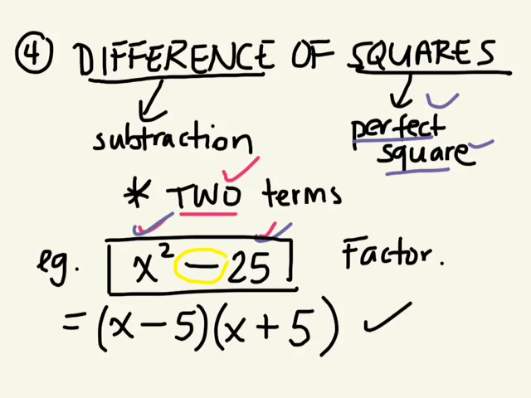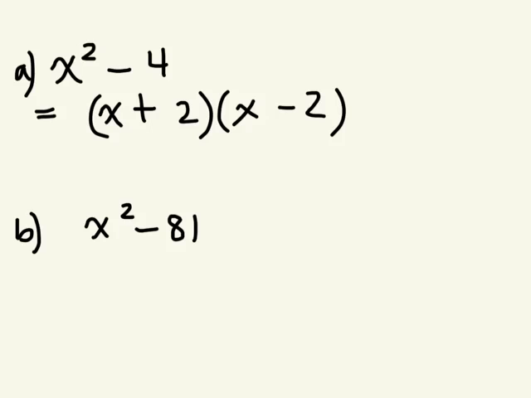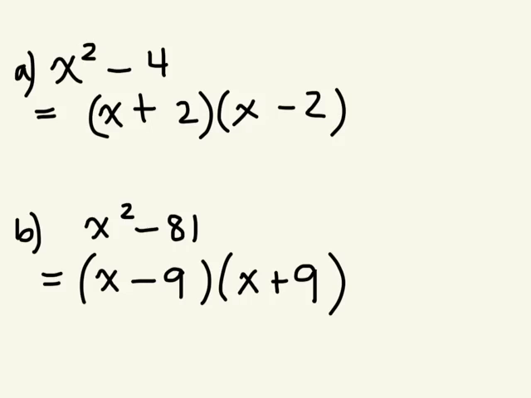That's it. So, are both of these difference of squares? Yes, they both have two terms. They're separated by subtraction, and all the terms are perfect squares. So, what times what gives you x squared? What's the square root of 4? Negative and a positive, or a positive and a negative. Doesn't matter what order. So what is this in factored form? X minus 9, x plus 9. Square root of 81 is 9.